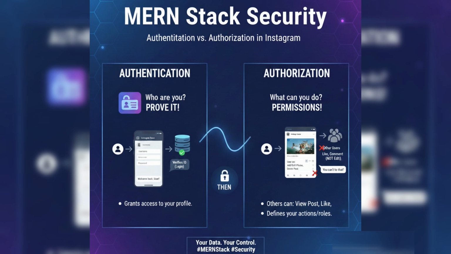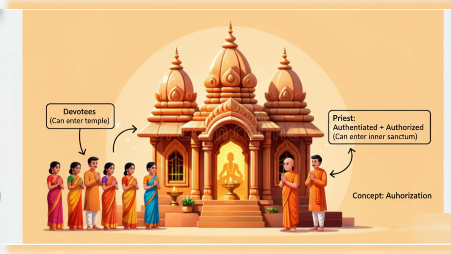Think of how you can upload your images on Instagram. Only you as a user have the right to make changes, add music, add captions. Others can only see it. So Instagram knows who you are and what you're allowed to do. That is authentication and authorization in action. Just like in temples, many devotees can go to the temple, but only the priests go to the sanctum. That is how we learn today to keep our sacred spaces guarded.